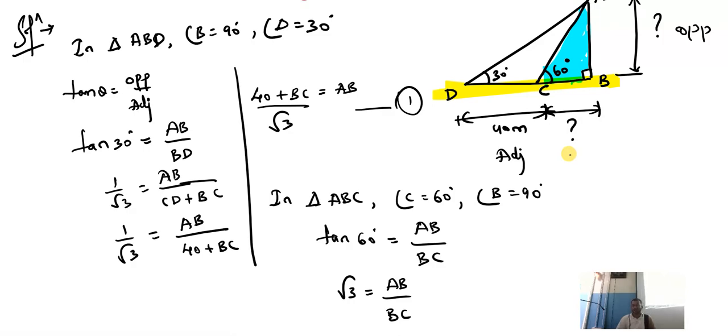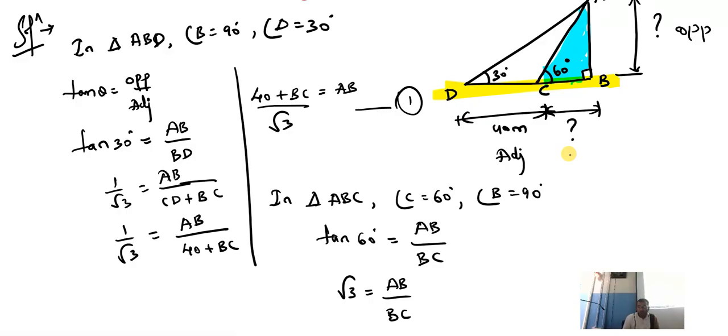What is the value of AB? We don't know. What is the value of BC? We don't know. Shall we do something here? An adjustment. Shall we keep the answer in terms of BC so that we can find AB?